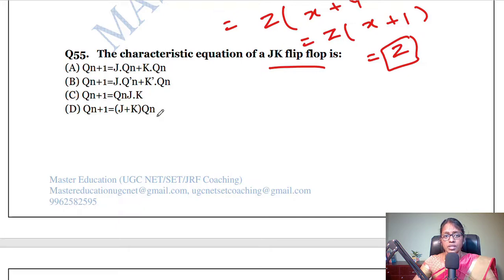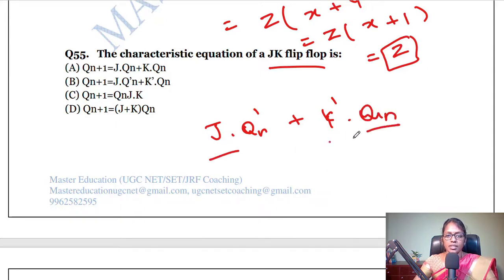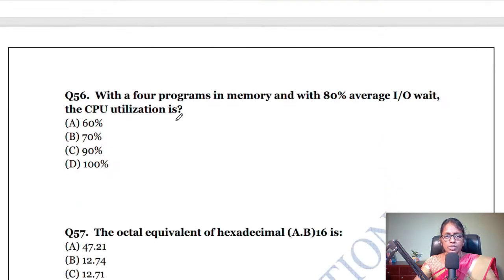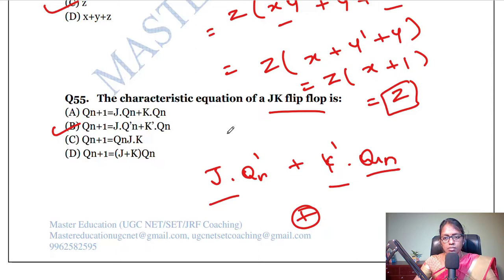And the next one, the characteristic equation of JK flip-flop. The JK flip-flop is J dot Q bar n plus K bar dot Qn, the output. Here J and K. So Q of n plus 1, the next state, will be J dot Q bar n plus K bar dot Qn. It is not exclusive OR, you cannot say that. It is just J Q bar n, and here it is Q n because it is K bar.